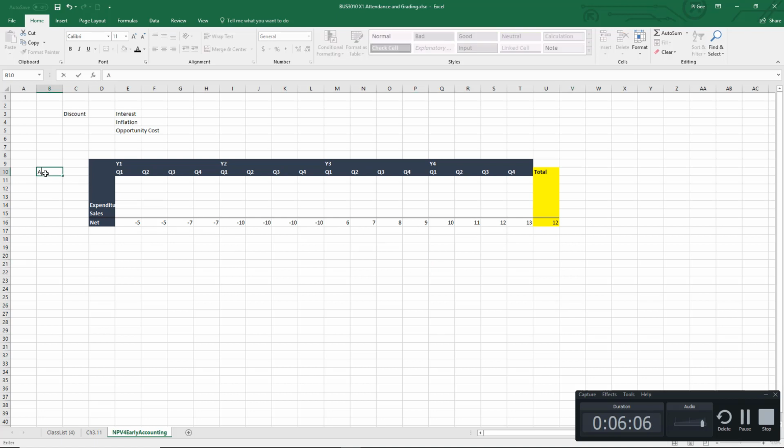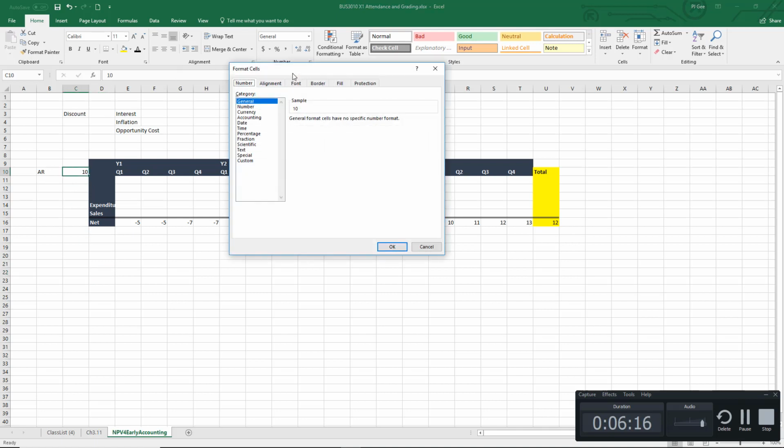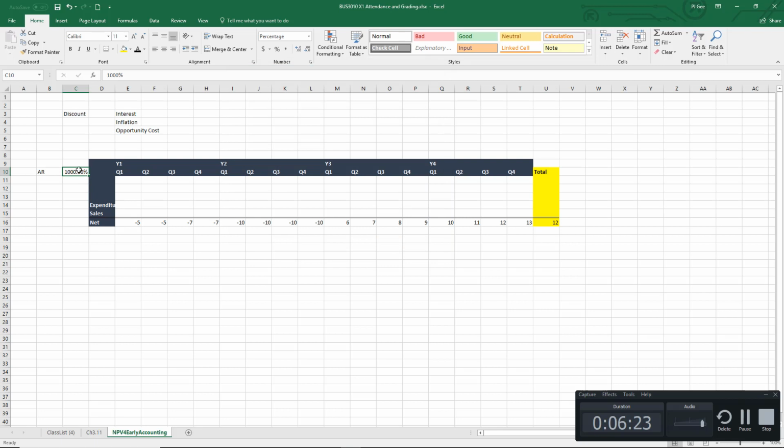All right, so I shifted the numbers around a little bit, and at least we got up to a net of 12. The net of 12 for the year, that is. And so let's make an assumption that we're going to have a 10% simple annual discount rate here. Okay. And let's convert that over to percentage. I've got to type back in there, make it 10%, not 1,000%. Okay.